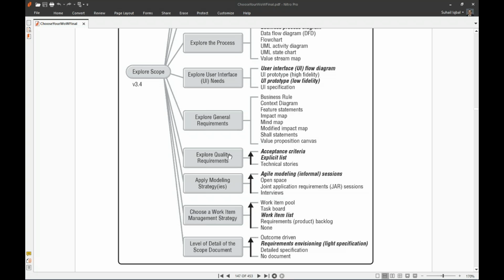Next, we have explore quality requirements, and we have three options on a gradual scale, the lowest being technical stories, then explicit quality requirements, up to acceptance criteria. Applying modeling strategies, we have, again on a sliding scale, interviews, joint application development sessions, open space, and agile modeling informal sessions. Then we have choose a work item management strategy. Again on a sliding scale from none to requirements, product backlog, work item list, task board, and ultimately up to work item pool.